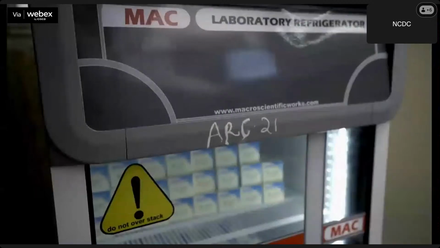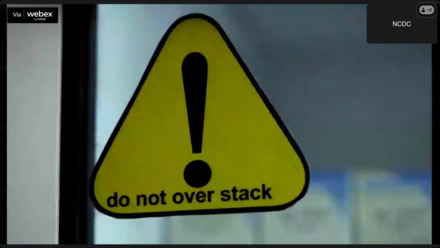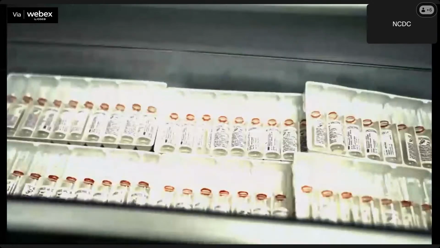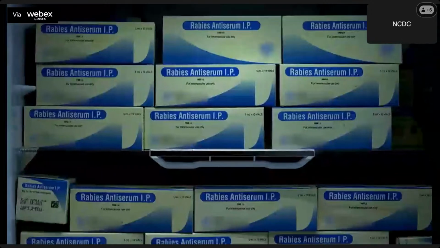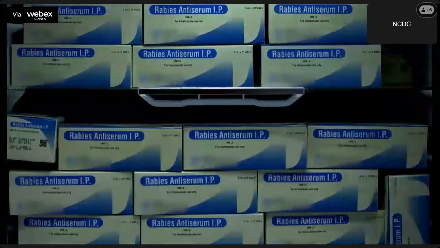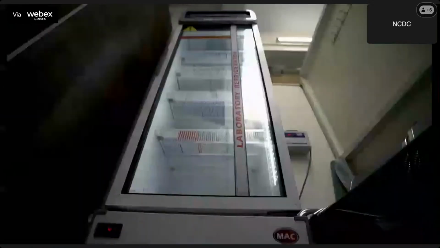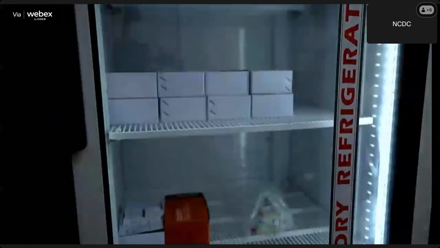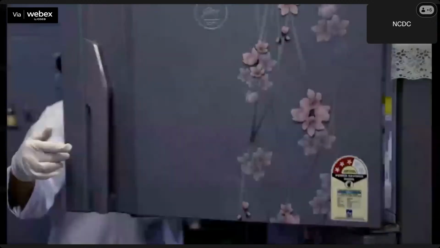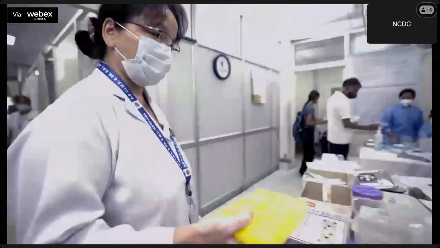Storage and transportation of vaccine and RIG vials is a crucial aspect of rabies vaccination management. Since administration of RIG is mandatory in category 3 types of exposures, the vaccine vials come in lyophilized, meaning freeze-dried and in powder form. It should be kept at 2 to 8 degrees and should be kept out of direct sunlight. The cold chain from transportation to administration should not be broken to maintain the potency of vaccines.